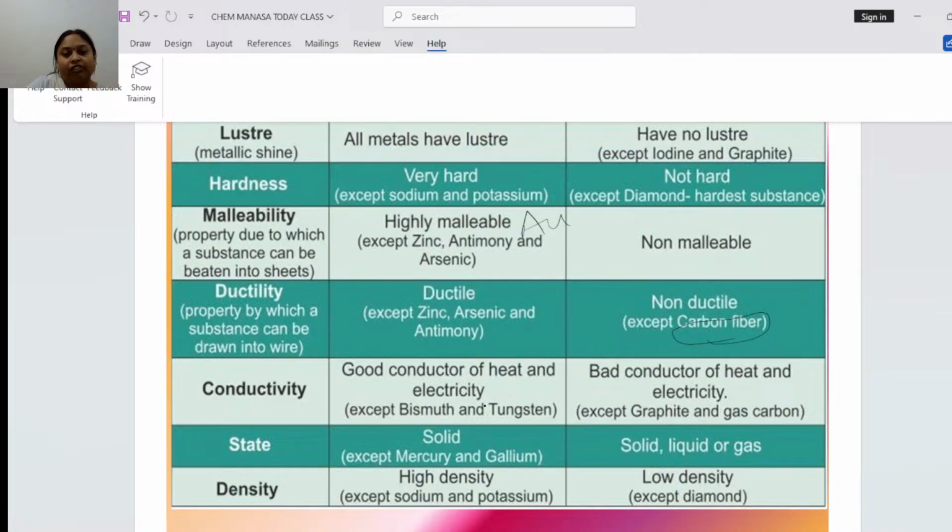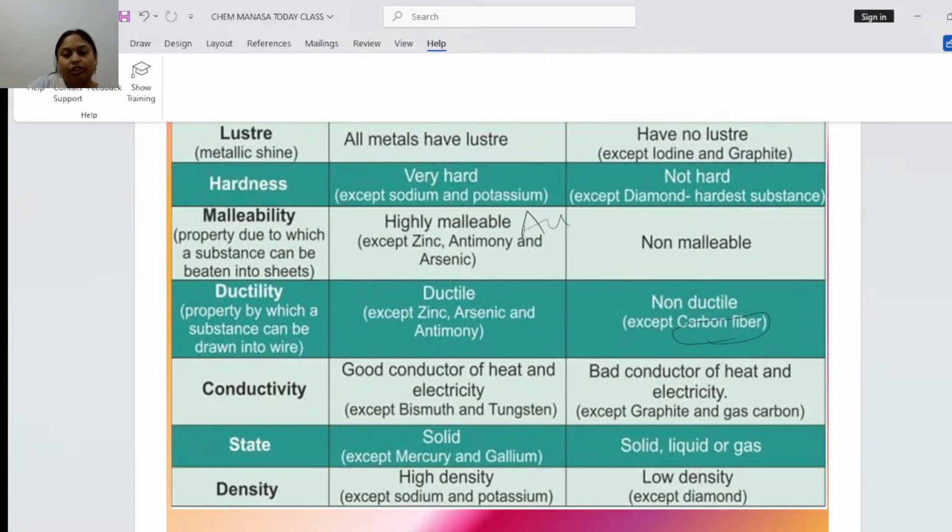Next, the conductivity property. Generally metals are good conductors of heat and electricity. Here the exceptions are bismuth and tungsten. When it comes to the non-metals, these are bad conductors of heat and electricity. Here the exception is graphite, as a gas carbon. As for states, generally metals exist only in the solid state, and the non-metals exist in all three states. The density of the metals is high.